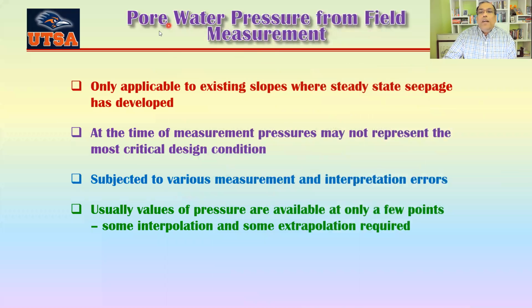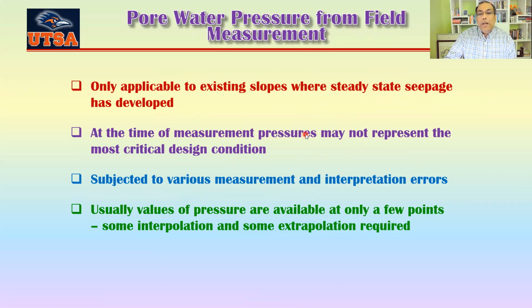So, pore water pressure measured from the field. This is only applicable to an existing slope where steady state seepage has developed. If you see any big dam, you will see that there are a lot of piezometers installed on the back side of the slope, at different depths and different locations, so that you know what the pore water pressure is. Especially for long-term stability analysis, the steady state seepage condition will develop there, and then you can read that directly from the field.